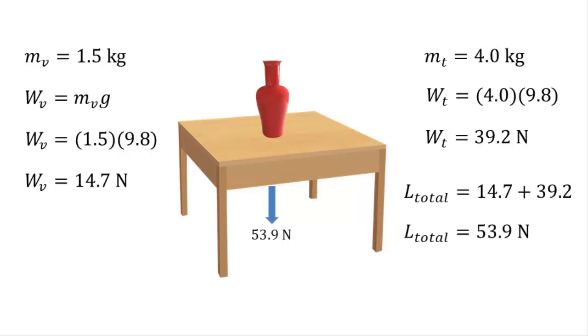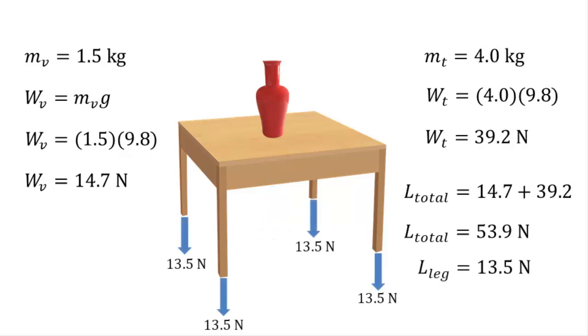That load is distributed evenly across 4 legs, so each leg delivers 13.5 newtons to the floor. Of course, the floor exerts exactly 13.5 newtons of force back up each leg as a reactionary or normal force.